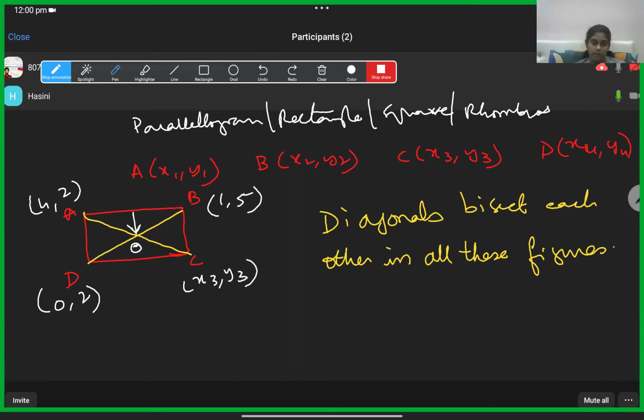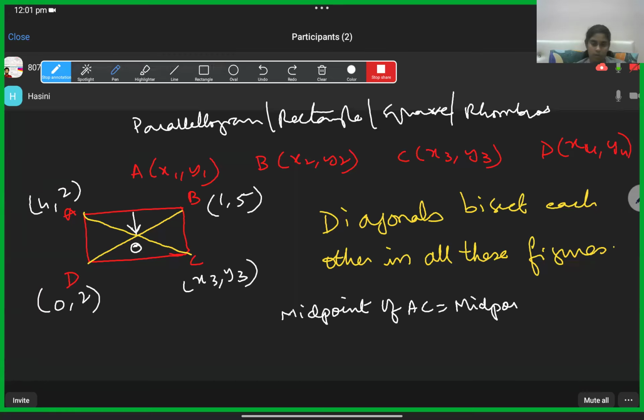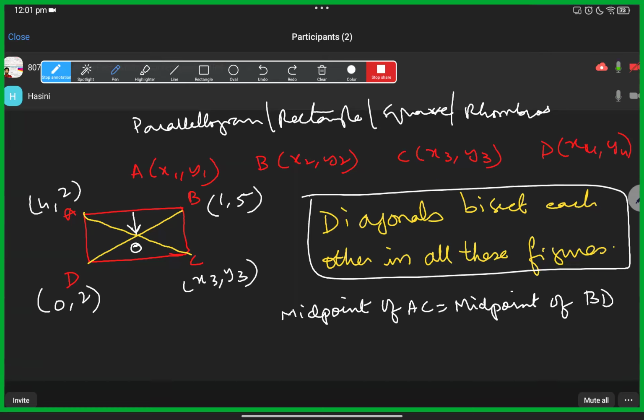Now, what we will do is use the midpoint of AC equal to the midpoint of BD. We'll just equate them because diagonals bisect each other is a property of all these figures. Diagonals bisect each other means the midpoint of the first diagonal is the same as the midpoint of the second diagonal, because they cut each other exactly in half.